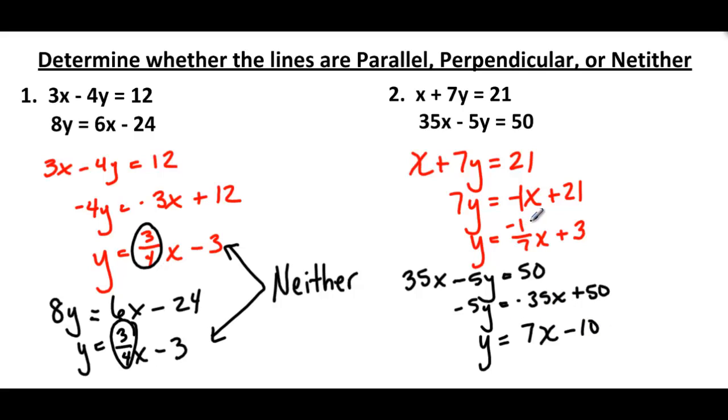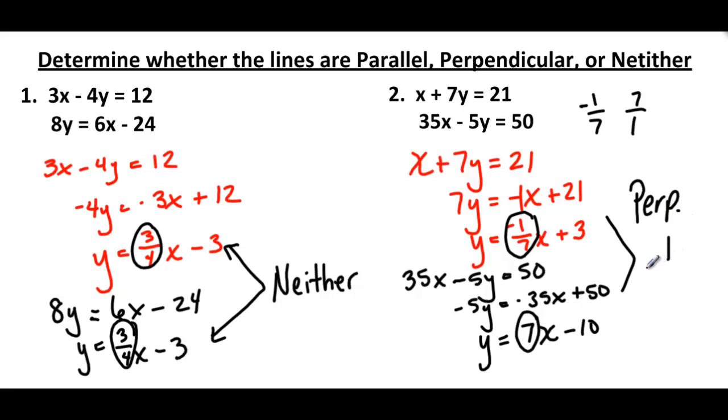So now I want to compare first the slopes. I have a negative 1/7 and a positive 7/1. So these are, in fact, opposite reciprocals. I don't care about the y-intercept, but as soon as they're opposite reciprocals, what I know is these are perpendicular. And if you remember, our symbol for perpendicular from geometry is an upside down T.